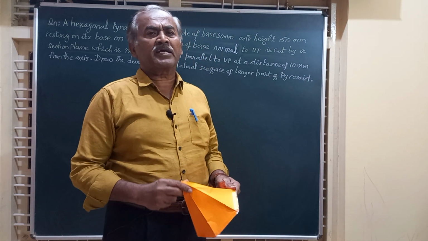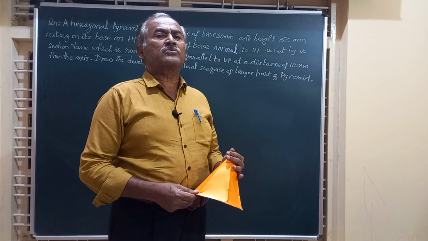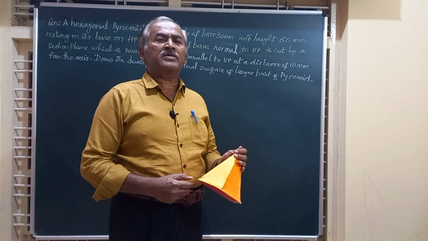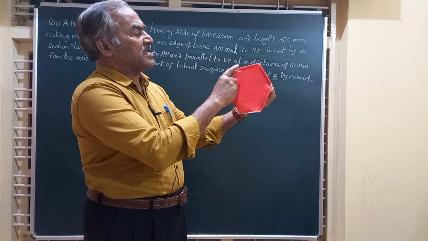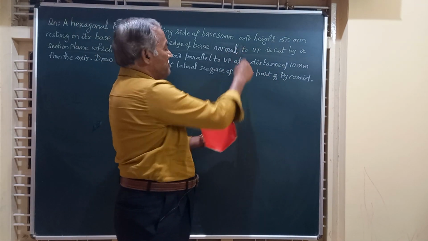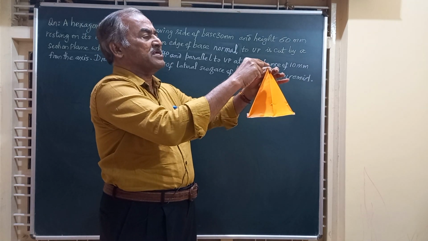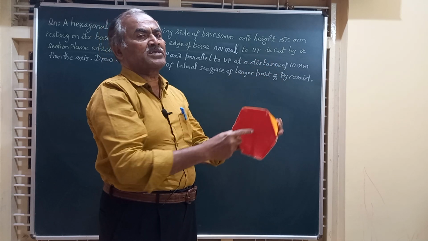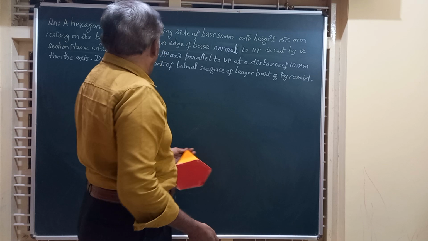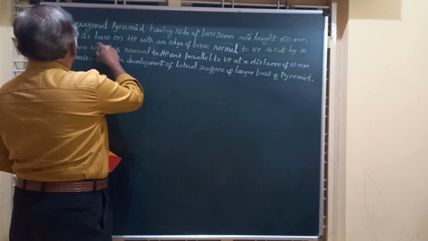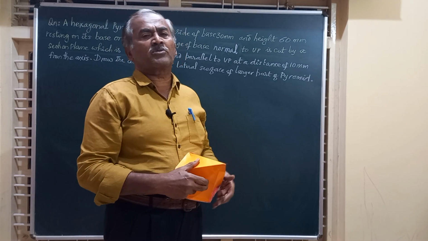Myself Dr. M.H. Annaya, and in today's video we are going to study the development of the lateral surface of a hexagonal pyramid which has its base edges measuring 30 mm and the height 60 mm. That is, from the vertex to the center of the base we measure the height or the axis length. It is resting on its base on HP with an edge of the base normal to VP.